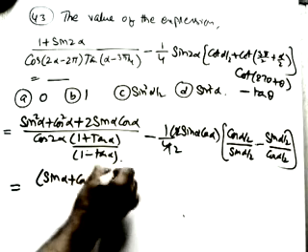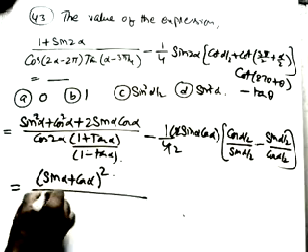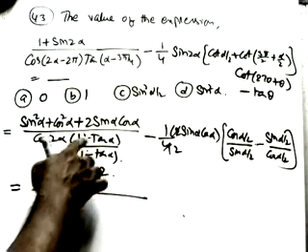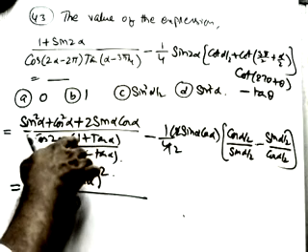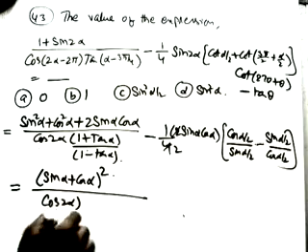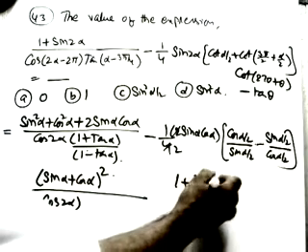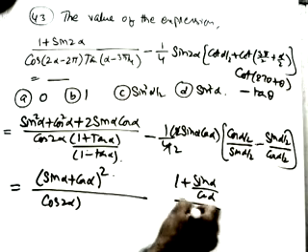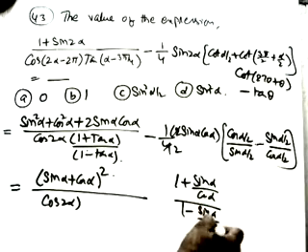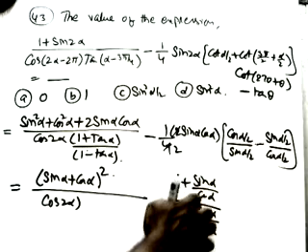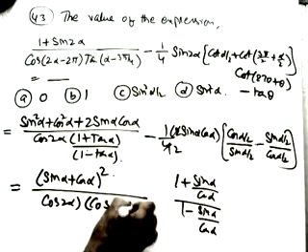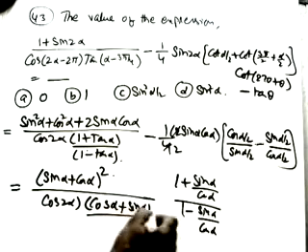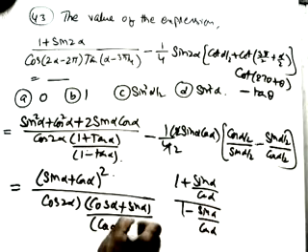Let me write this as (sin alpha plus cos alpha) whole square divided by cos 2 alpha. Now you see here, we can write it like this, since tan is sin by cos. If you take LCM, cos alpha into 1, cos alpha plus sin alpha. Watch, otherwise I will show you. 1 plus tan alpha is sin alpha by cos alpha, and 1 minus tan alpha is sin alpha by cos alpha. If you take LCM, cos alpha plus sin alpha by cos alpha, the cos alpha cancels. What is left here? Cos alpha plus sin alpha divided by cos alpha minus sin alpha.